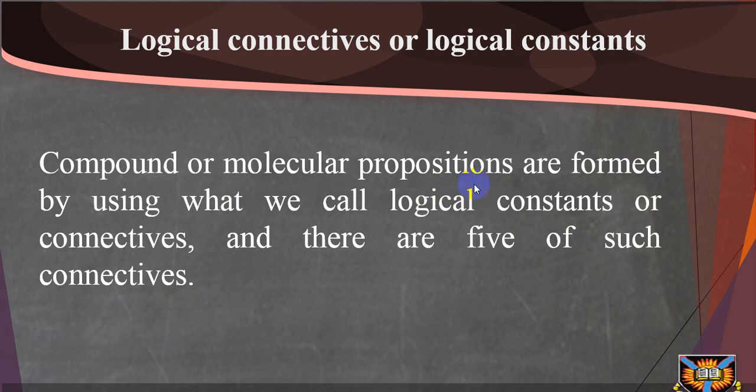A compound statement is made up of at least two other statements. An example of a compound statement is "either it is raining or the ground is wet." Compound or molecular propositions are formed by using what we call logical constants or connectives, and there are 5 such connectives.